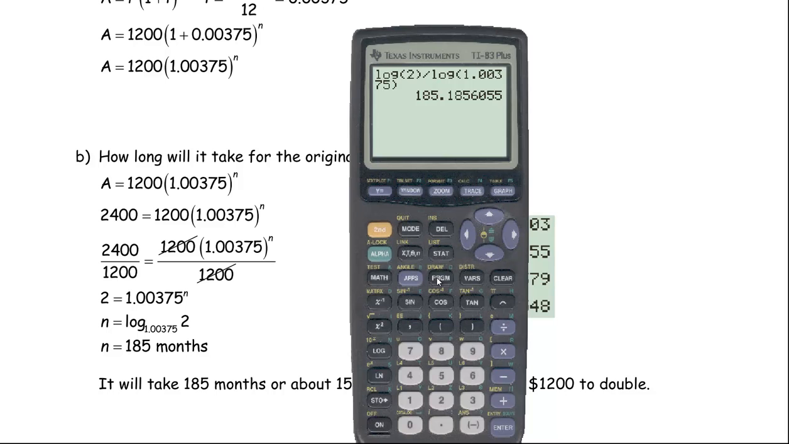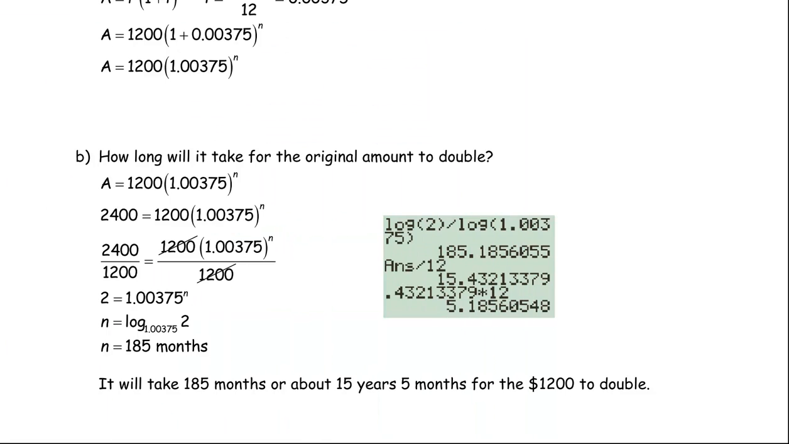Now that's a lot of months. So if we divide that by 12, it's 15 years and a bit, like 0.432 years. So that's a fraction of a year, 0.432 years. So if I multiply that by 12, it's a little over 5 months. So the 15 years and 5 months is how long it would take that amount to double. And that's the end of the tutorial.